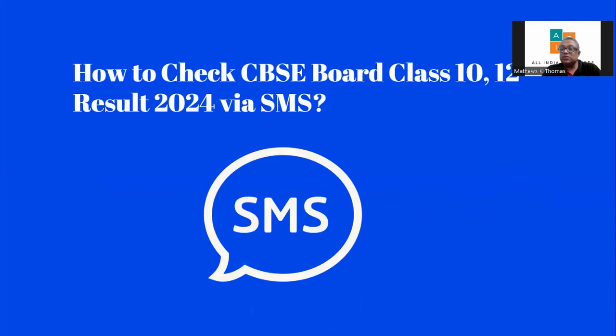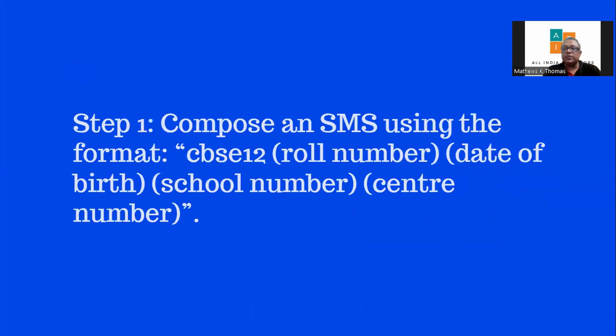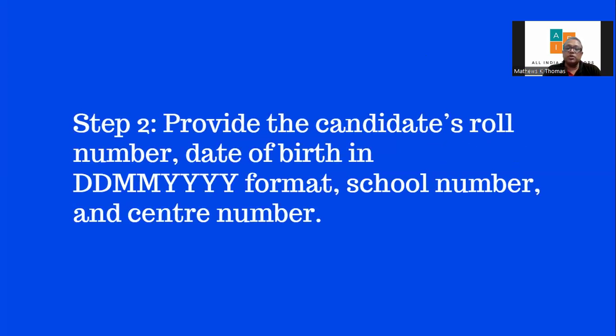You can also check via SMS. Your results can be accessed via SMS if you send it in the following format. You write CBSE 10 if you are in 10th, or CBSE 12 if you are in 12th, within inverted commas, then in brackets you write your roll number. Then you write your date of birth in DD, YY format, your school number, and center number. All these details are there in your admit card. And then, obviously, you put your date of birth in DD, YY format.